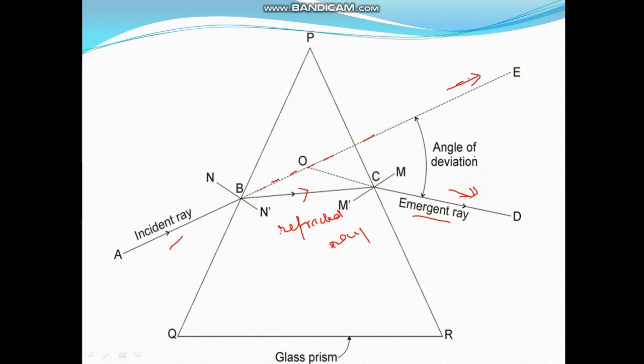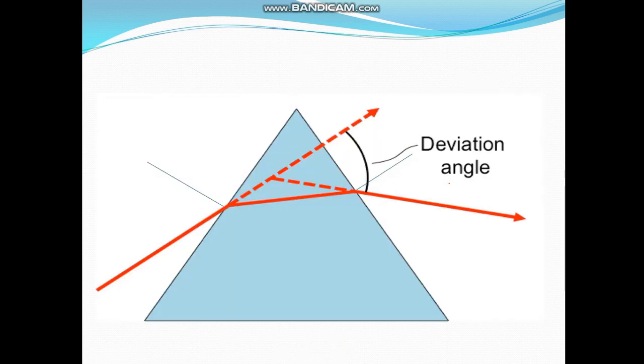So we say that the light has deviated. This was the path it had to take, but it has deviated from this path to this one. So this angle which we measure between the incident ray and the emergent ray is known as the angle of deviation, and we use the symbol del to represent this angle of deviation.